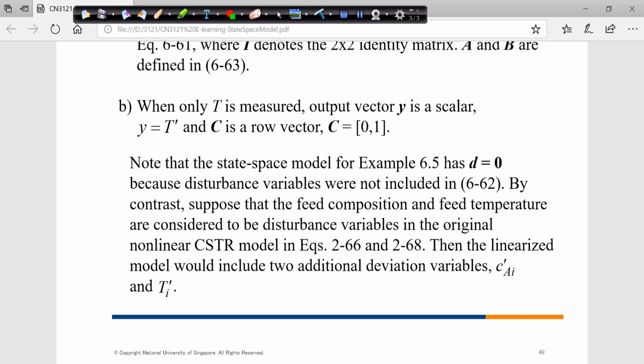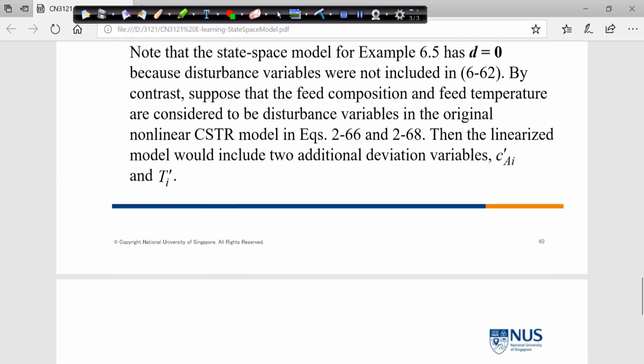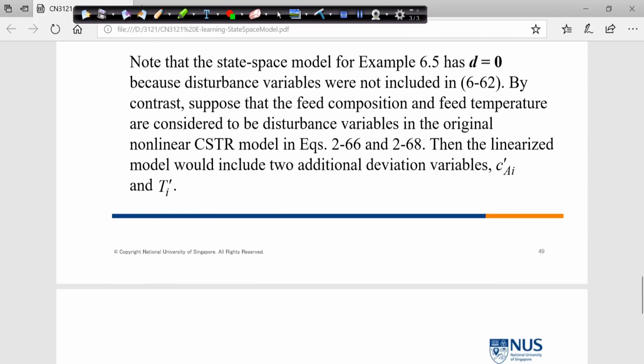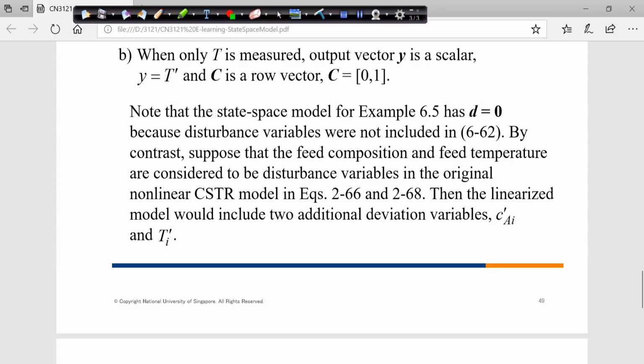So we know that the state space model for this example has the disturbance term to be 0 because it is not included in the model originally. If we further suppose the feed composition and feed temperature to be the disturbance variables in the original nonlinear CSTR models, then this linearized model will have two additional deviation variables, CAi prime and Ti prime, to consider the disturbance.